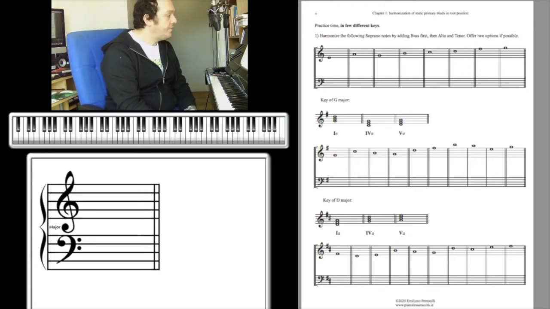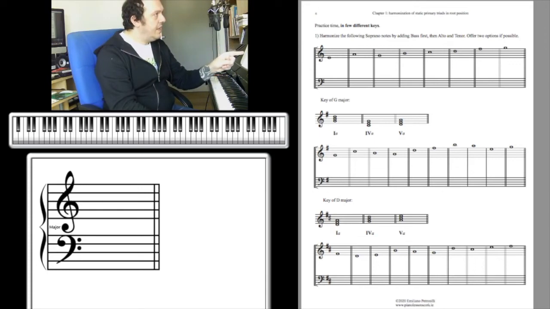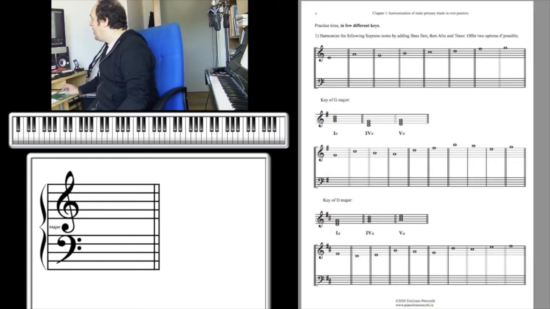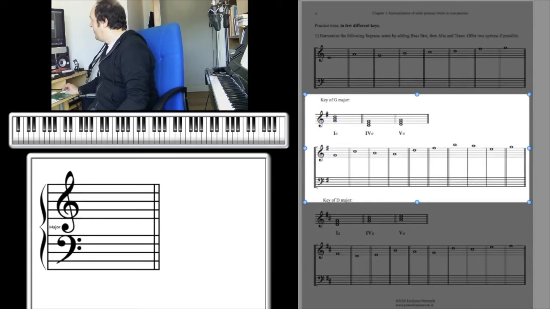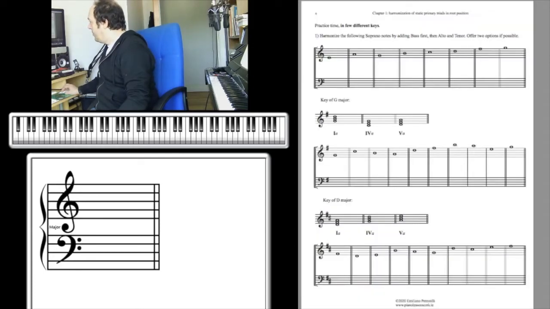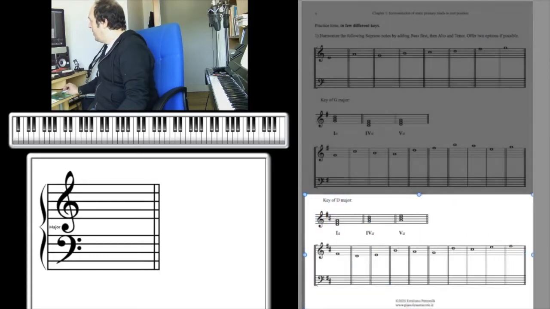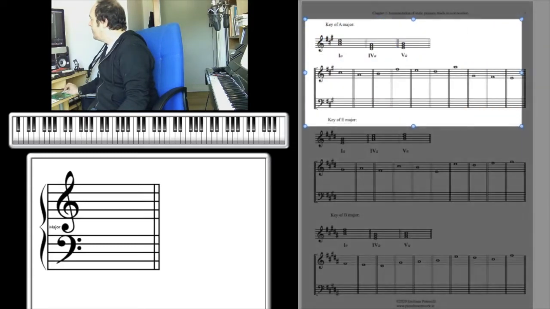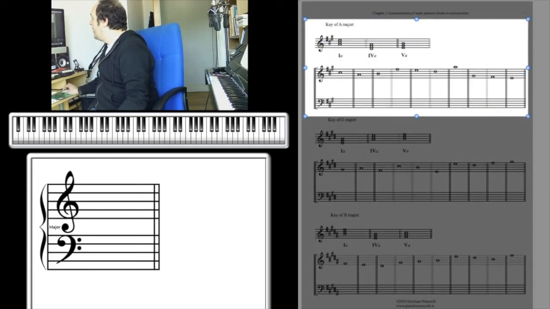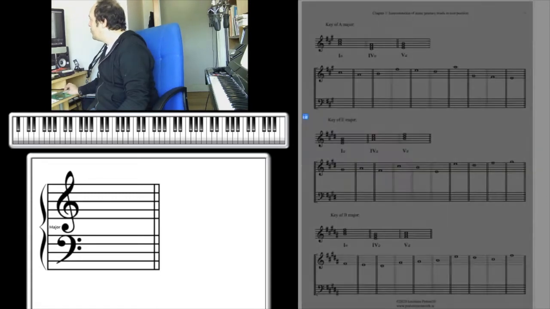So first of all, I give you notes in the soprano, and you have to fill in bass, alto and tenor. Then practice in a lot of different keys. You see, in the key of G major. And initially, I remind you all of the primary triads for each key that we're working with, so that you can check if you remember your primary triads well. Key of E major, you see?